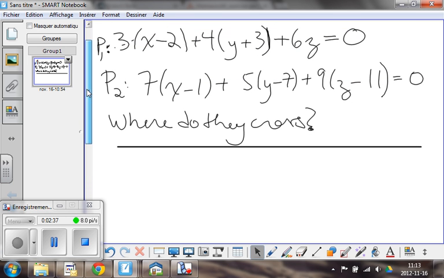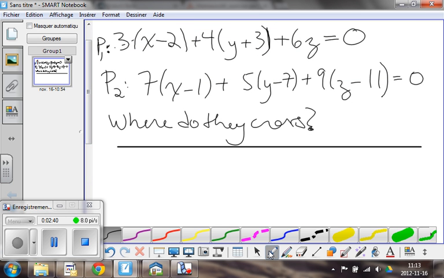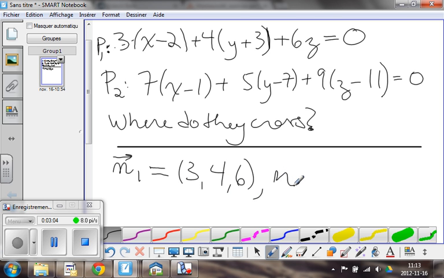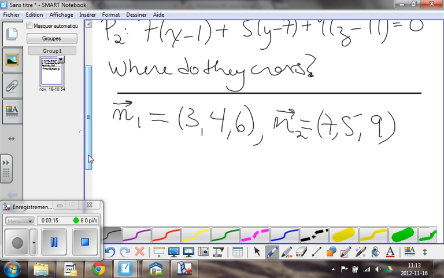What should we do? Check if they're parallel. How do we do that? We've got two planes. Yeah, take the normal vectors. Just check if the normal vectors are parallel. That's straightforward enough. What's normal 1? The first normal vector is 3, 4, 6. Normal vector 2 is 7, 5, 9. Okay, those are the two normal vectors.